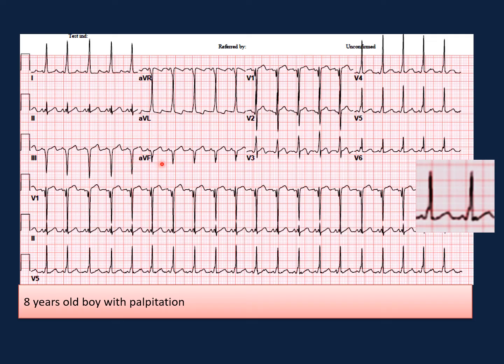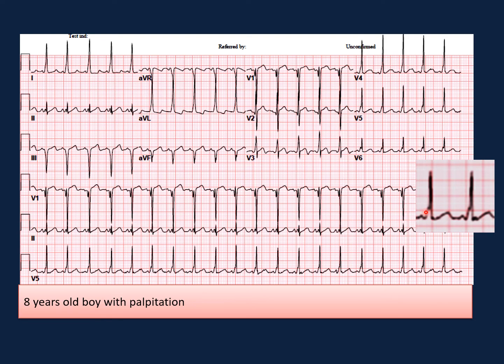Then the next step is to look at the axis. We have here aVF is negative and is positive in lead 1. This is left axis deviation. Then after that we look at the P wave and the PR interval. The P wave here looks normal, but the PR interval is very short. If we magnify it here, the PR interval is very short.